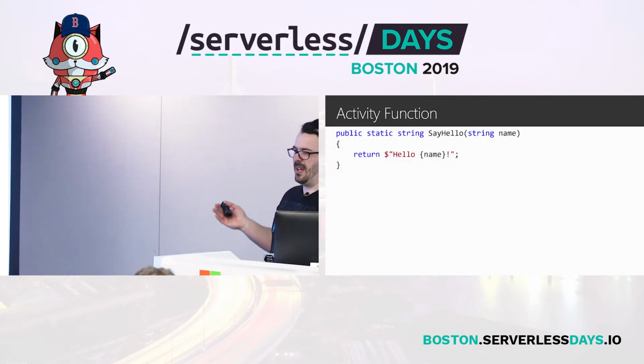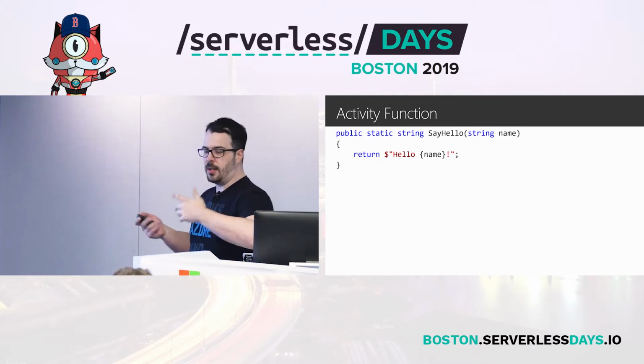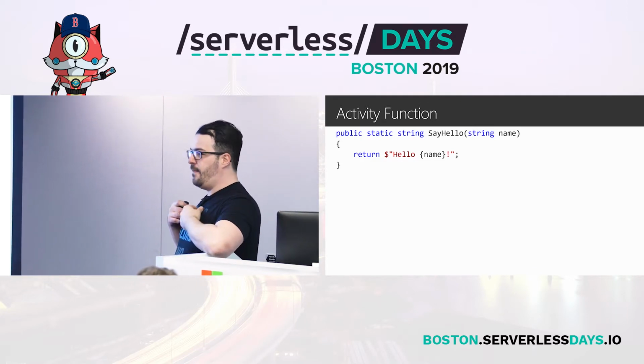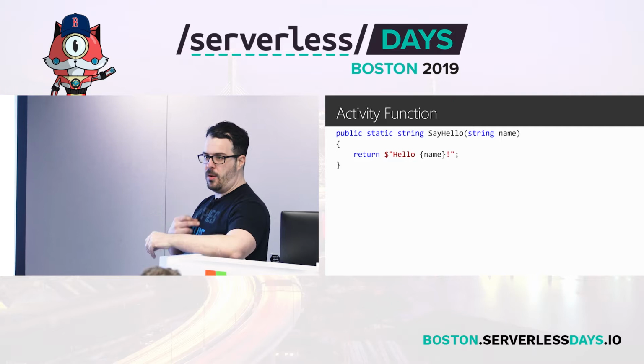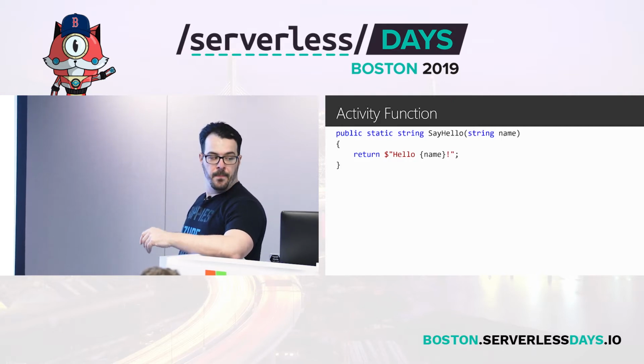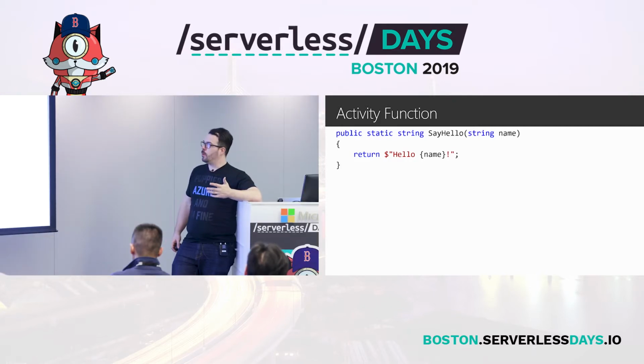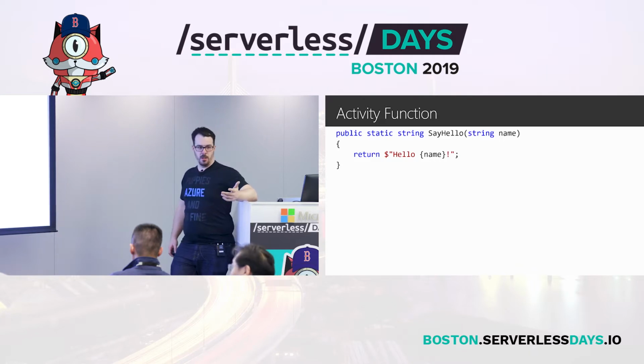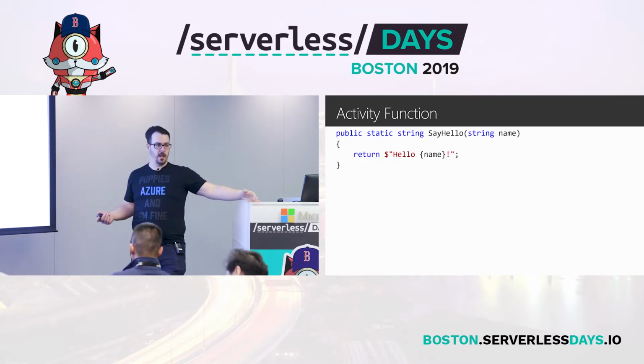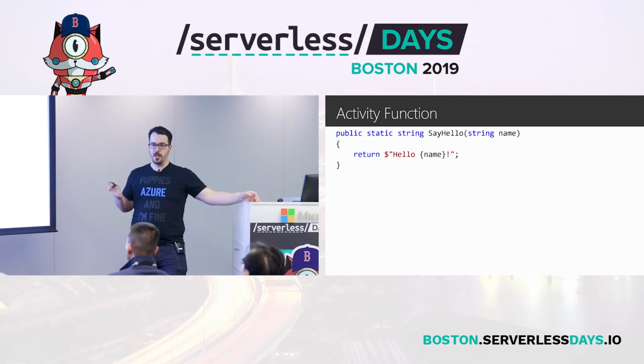So let's get to basics, like really basics. We have the concept of activity functions. So we have this say hello function that we're going to reuse in a few minutes. And that's simple, right? We say hello, and we have a return. And it could be written in any code. This one is in C#, but it could be in Node. It could be in no other languages because we don't support it yet. But those are the languages that we have.